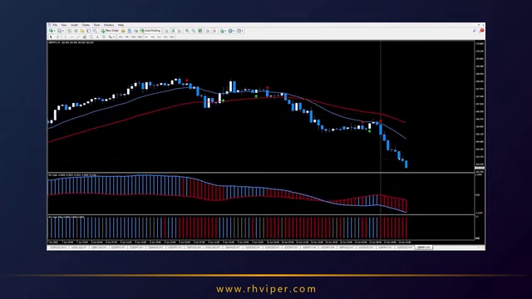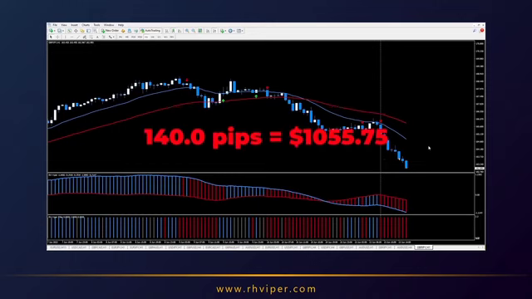The trade went really well. It fell really nicely. And on this trade, we made 140 pips in just a few hours. And that is thanks to the RH Viper system.